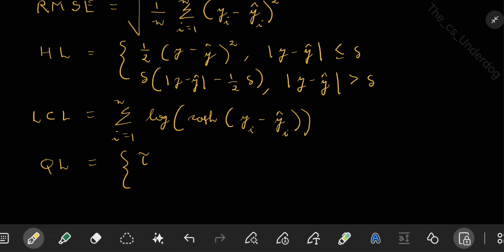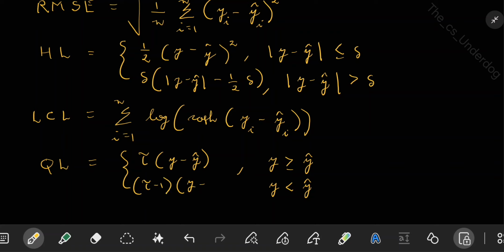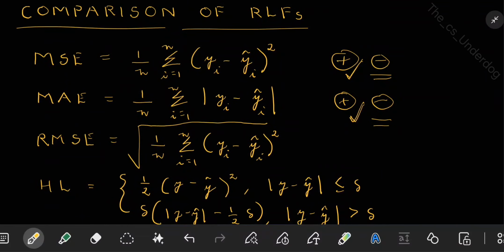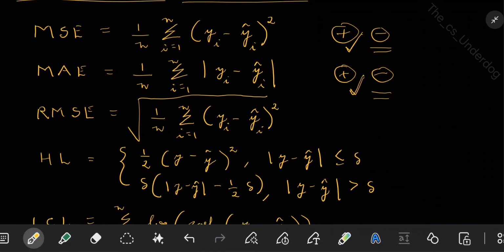You had tau into (y minus y cap) whenever y is greater than or equal to y cap. This is what we learned. Otherwise, in case y is less than y cap, then you will use (tau minus 1) into (y minus y cap). So these are the things that we learned in the previous lectures. I just gave a slight recap so that you will remember these things. Automatically those lectures will go through your mind, so the comparison becomes way more logical.